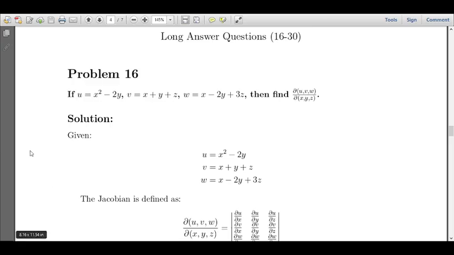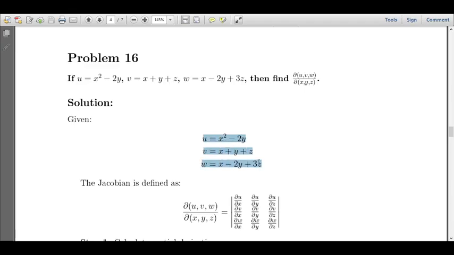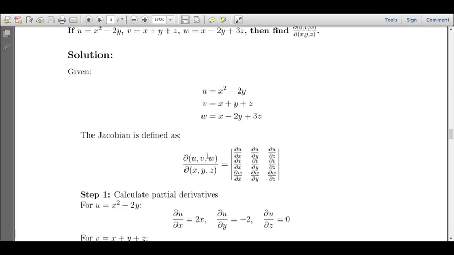Coming to the next problem: if u equal to x square minus 2y, v equal to x plus y plus z, and w equal to x minus 2y plus 3z, find ∂(u,v,w)/∂(x,y,z), right? Jacobian of 3 variables. So for defining this Jacobian, u must be a function of x, y, z, and v must be a function of x, y, z, and w must be a function of x, y, z, right? So here, therefore the Jacobian is defined.